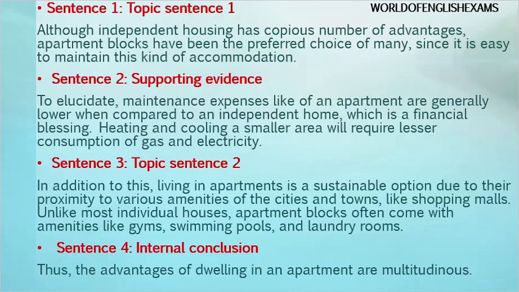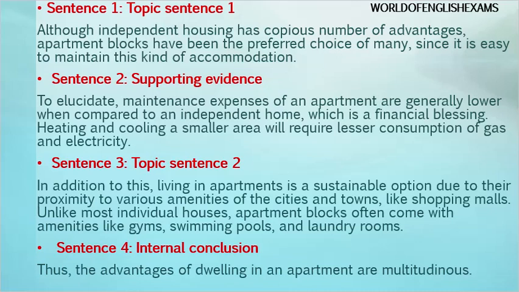So the first advantage that is bestowed by an apartment to the individuals is that it is very easy to maintain. Now, I would like to support my view with a supporting evidence statement. To elucidate, maintenance expenses of an apartment are generally lower when compared to an independent home, which is a financial blessing, isn't it? Of course, money saved is definitely going to be a financial blessing. Now, heating and cooling a smaller area will require lesser consumption of gas and electricity. So, it would be a very good way to save the electricity and gas bills. So, this is the supporting statement.